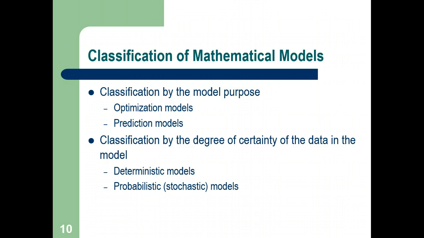We can also classify them by the certainty of the data in the model. Sometimes we have deterministic models. Deterministic models means I know for sure what that variable is. Let's say I know for sure I make $10 for every product A I sell, and I know for sure I make $20 on every product B I sell. Okay, those are called deterministic models because I know those things with certainty, or at least I assume I know them with certainty. I could be wrong, but I assume I know them with certainty. But sometimes models aren't that simple.